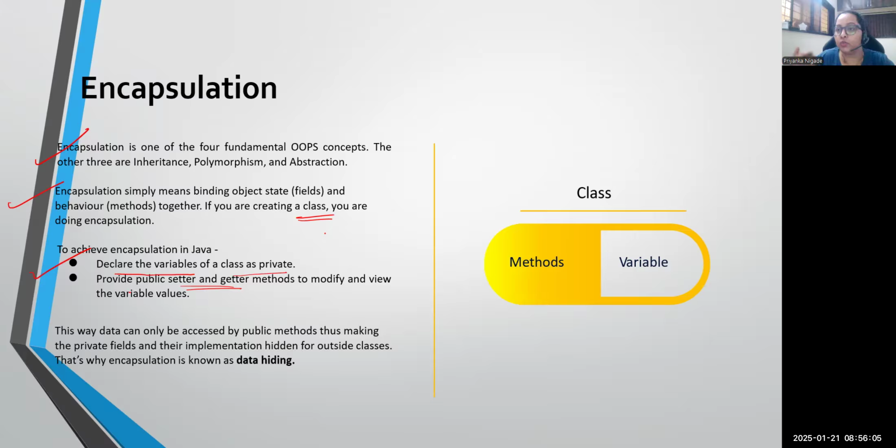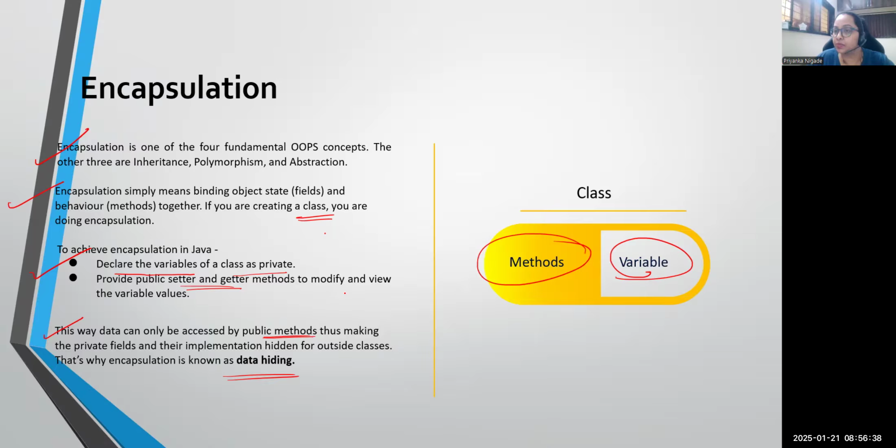Remember, whenever you want to modify the data, you can't modify it directly, but through the getter-setter layer, it is possible. This way, data can be accessed only by the public method, thus making the private field and its implementation hidden from outside the class. Okay, you are actually achieving data hiding. So encapsulation is a way to achieve the data hiding concept. So you just need to declare your data as private and the methods should be public.